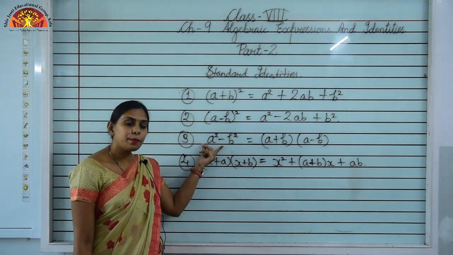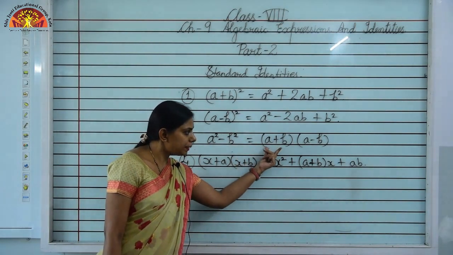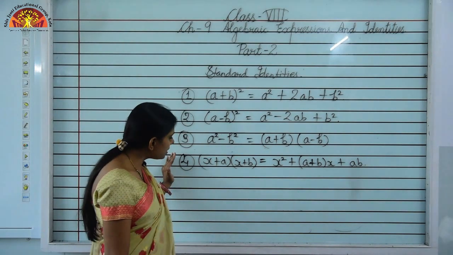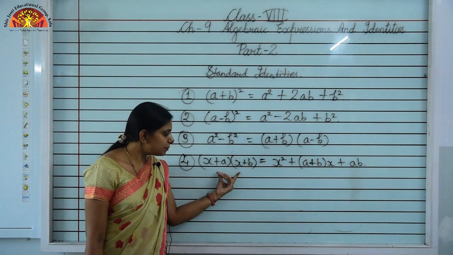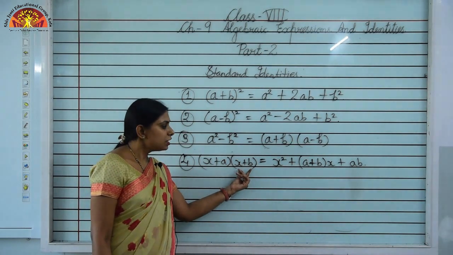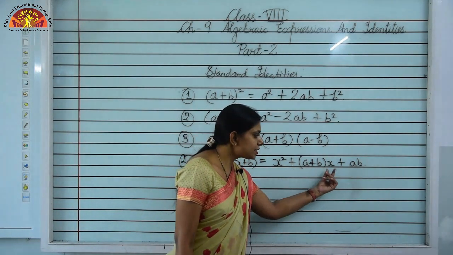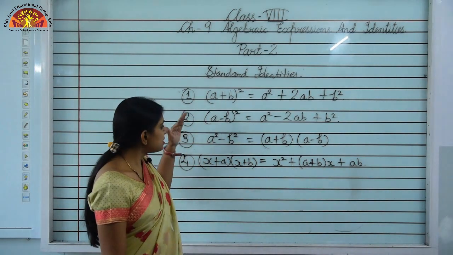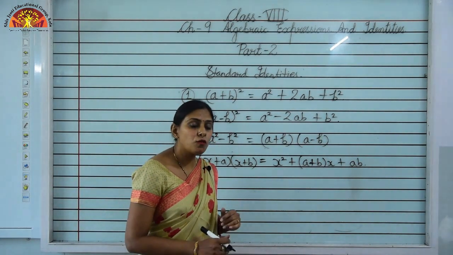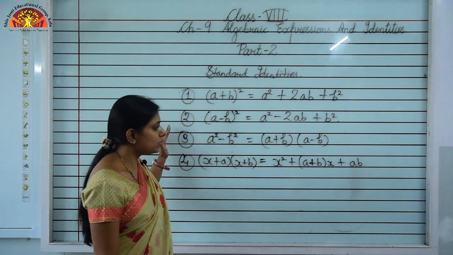Now, the third algebraic identity is a square minus b square, which is equals to a plus b into a minus b, okay. Now, the last one is, that is when you are carrying out the product of the algebraic expression x plus a into x plus b, which is equals to x square plus a plus b into x plus ab. So children, these are the four identities that you have to keep in your mind. On the basis of these identities, now we'll solve the exercise, that is the exercise 9.5, okay. So we'll start with the exercise now.